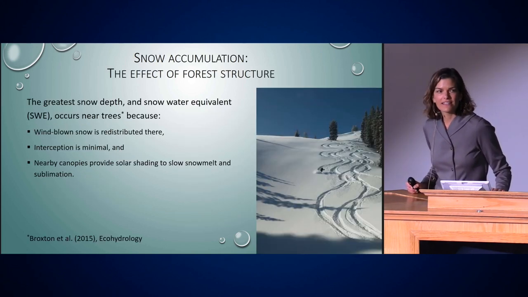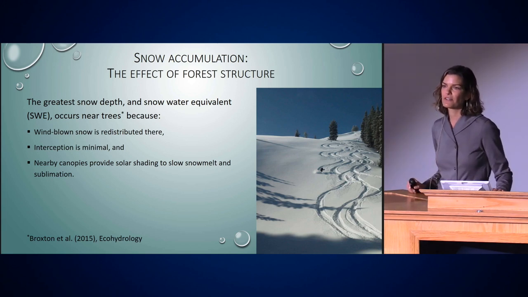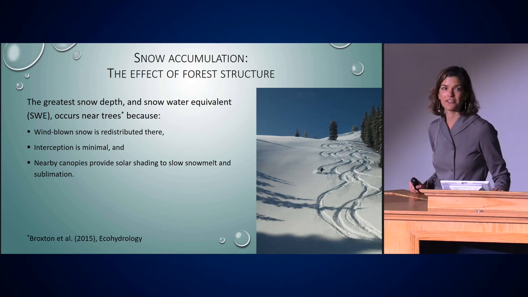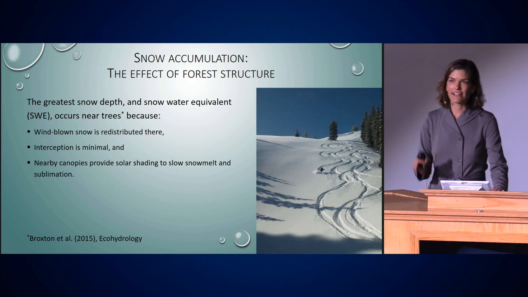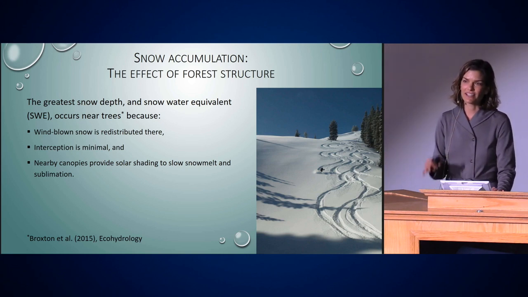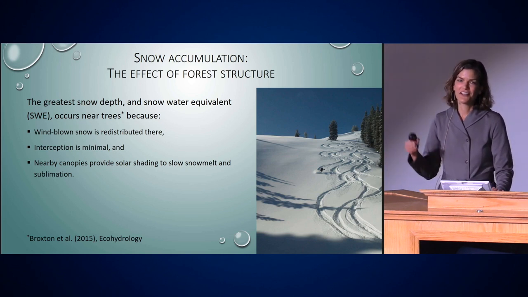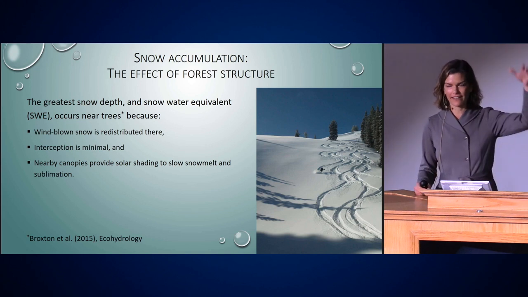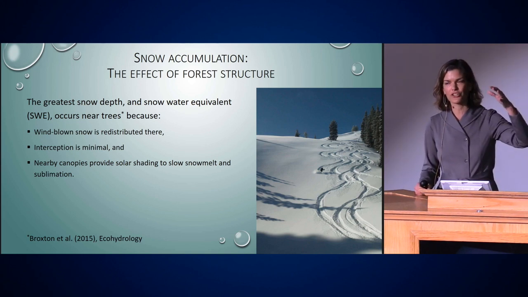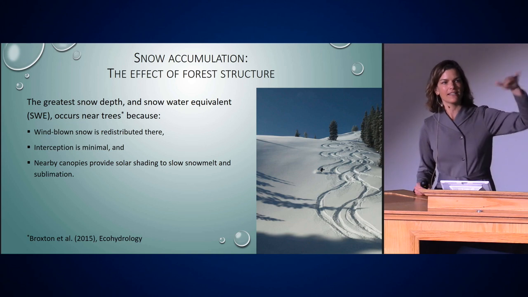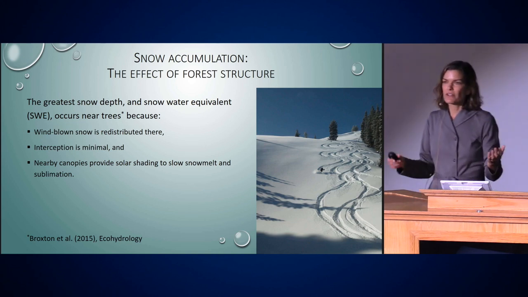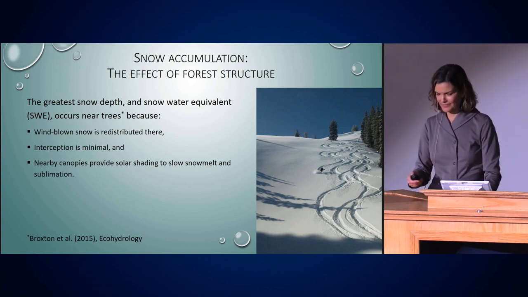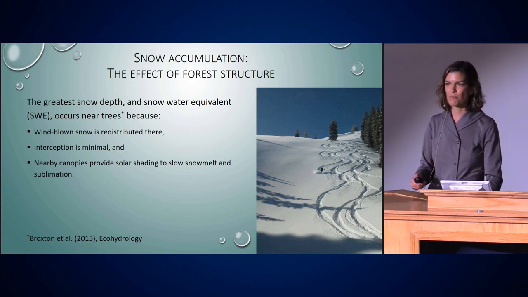Not only is forest density important, but forest structure is important. And if you're a backcountry skier, you can just look at the picture and enjoy because you already know what I'm going to tell you here. And that's that the greatest amount of snow accumulation and retention occurs near the trees. So near the trees, you have the canopies there that are providing some solar shading. They're creating these micro eddies, and wind redistributed snow is deposited there. And also, there's very little interception. So density and structure are both important.